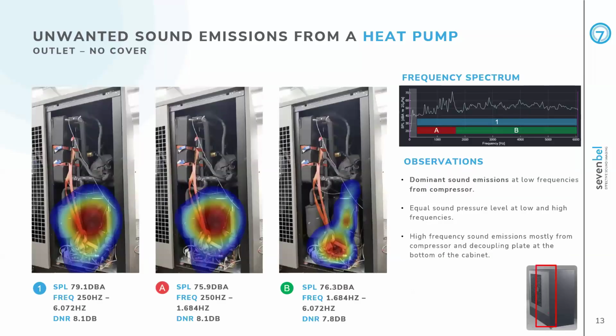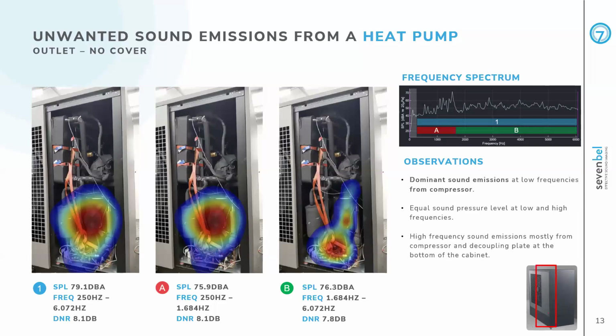So let us take a look. We start by removing the side panel on the compressor side of the machine, as you see in the image on the bottom right. And the first image, image number 1, shows us a wideband measurement. So from 250 hertz to 6 kilohertz, all that energy is represented in that picture. We here see mainly the compressor. The dynamic range is set to 8 dB. What this means is that from red to blue, we have 8 dB of difference.